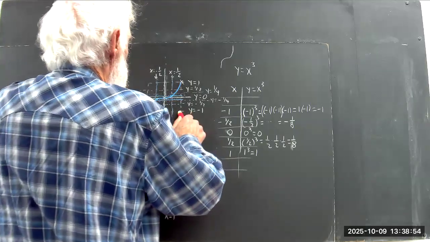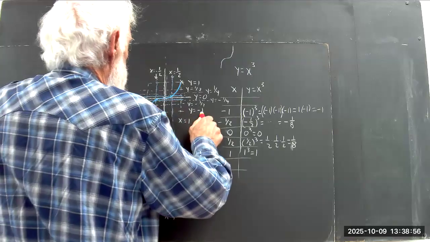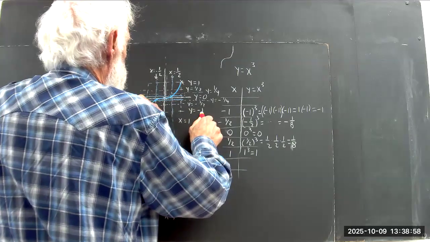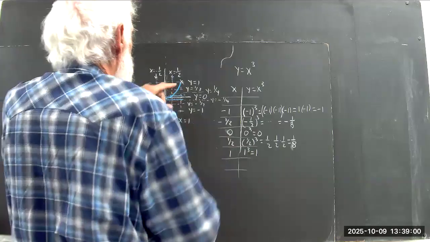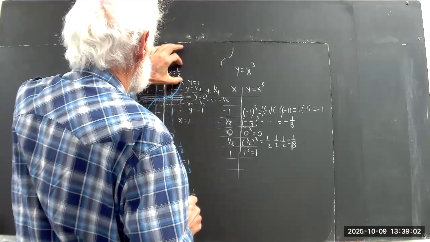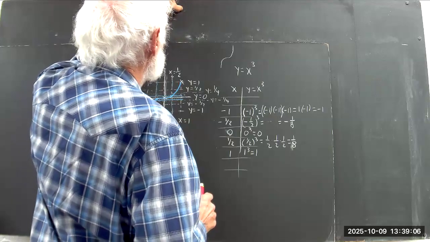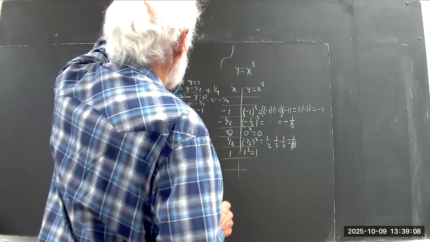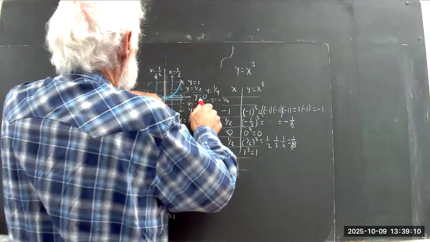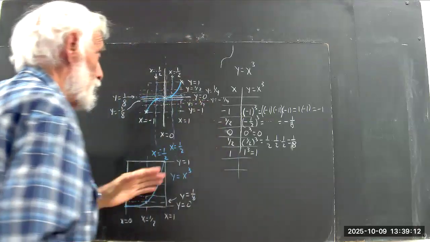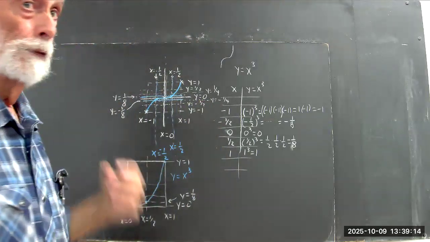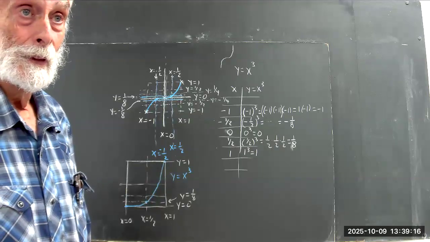So if I go twice as far from the y-axis, I've got to go 8 times as high. Well, 8 times this, there's 1, 2, 3, 4, 5, 6, 7, 8. Just about as high as I can reach. If I go out here, I've got to go that high. So this graph continues getting very steep.